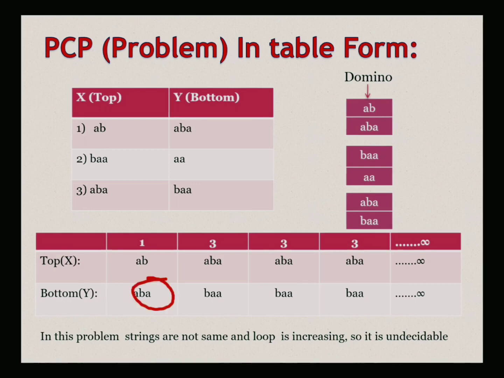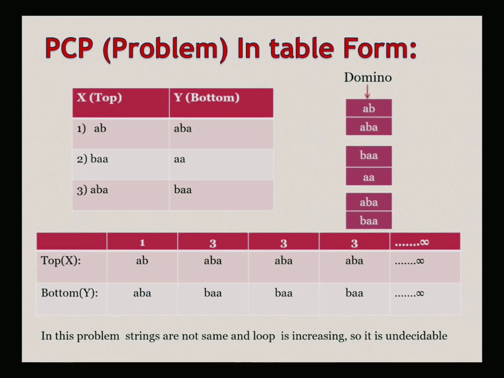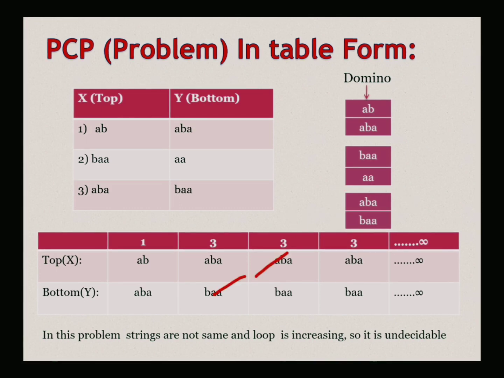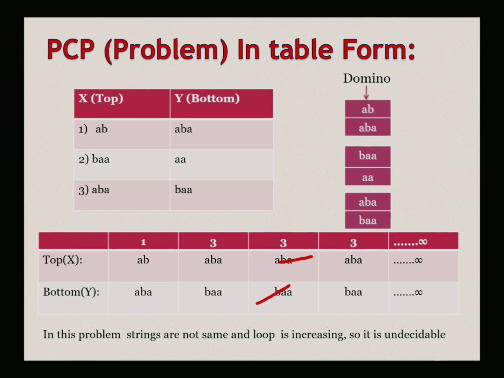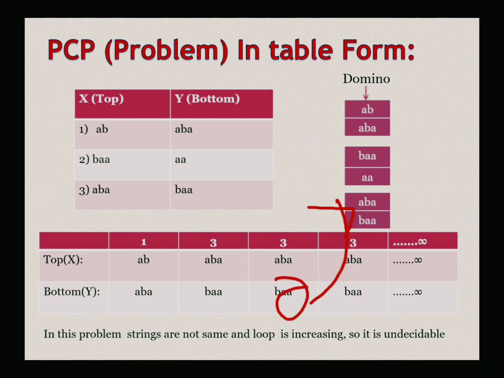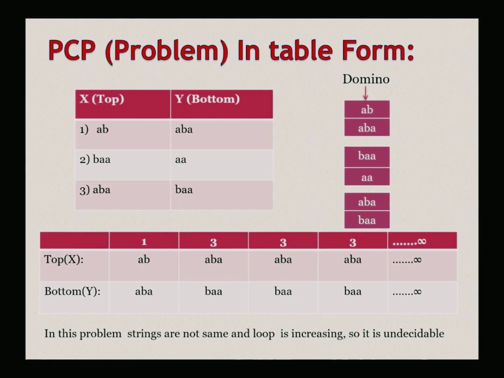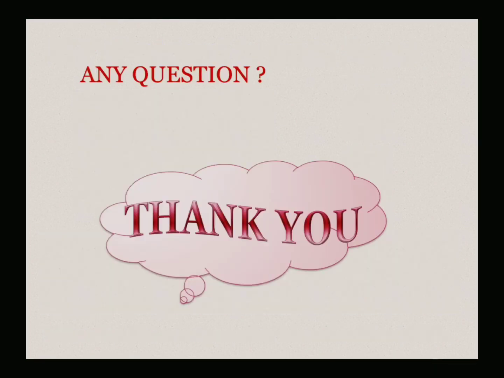Now the left over A in the first block's bottom will be eliminated with the second block's upper string, and the left over BA is eliminated with bottom BA. And for A we again put the third block. A will be eliminated with this A and BA will be eliminated with bottom BA. For the left over A we again put the third block. So it will repeat again and again. So in this problem the strings are not the same and the loop is increasing, so it is an undecidable problem.